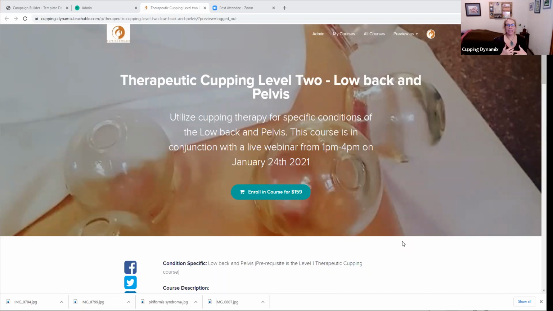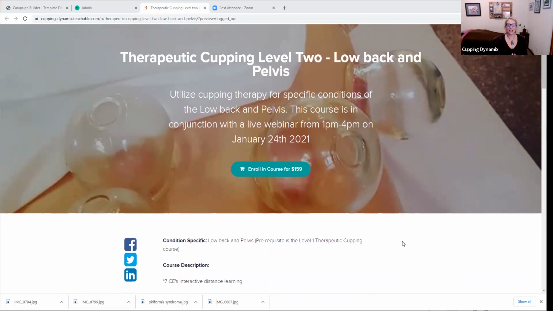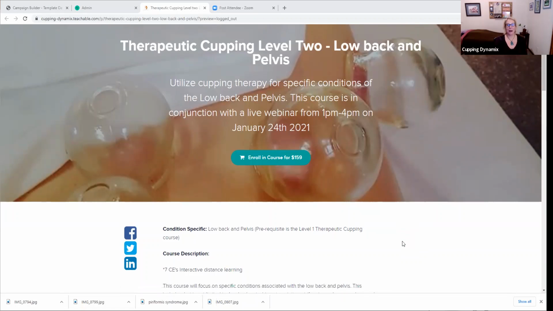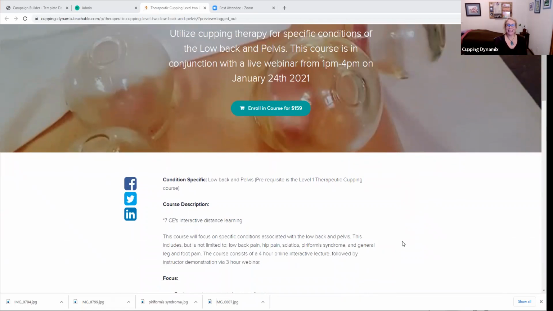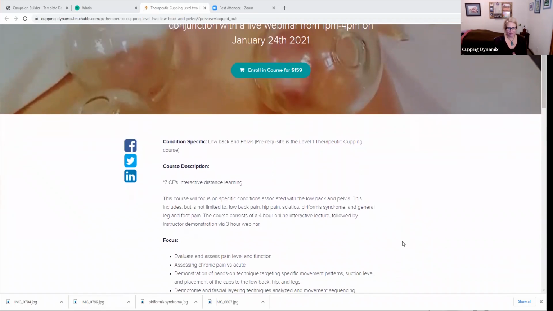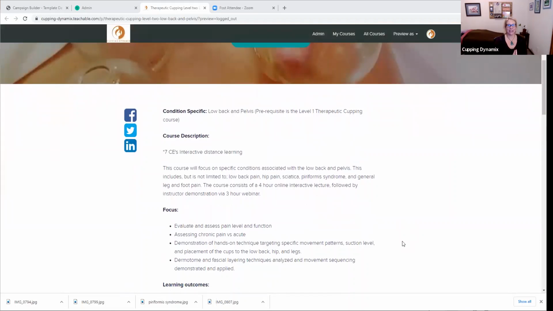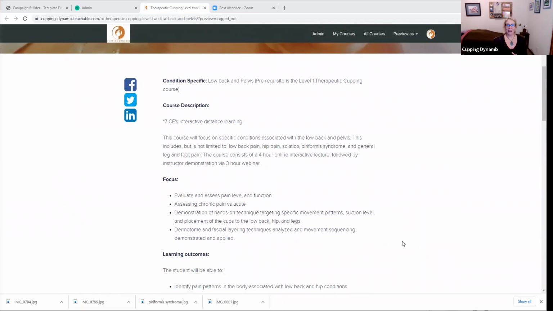So it's how to really utilize cups in a specific protocol for the pain and stagnation and decreased range of motion in the low back and pelvis. It's going to be a 7 CE class, considered interactive distance learning. This course is going to focus on low back, hip pain, discussing the difference between sciatica, piriformis syndrome, general leg and foot pain. It's 4 hours of online interactive lecture followed by instructor demonstration.